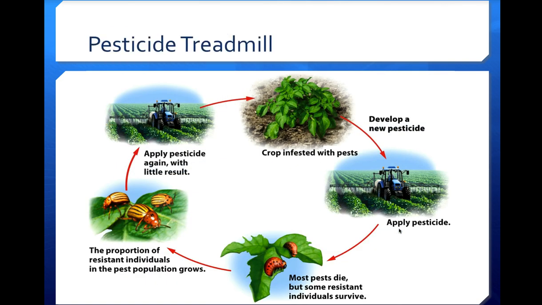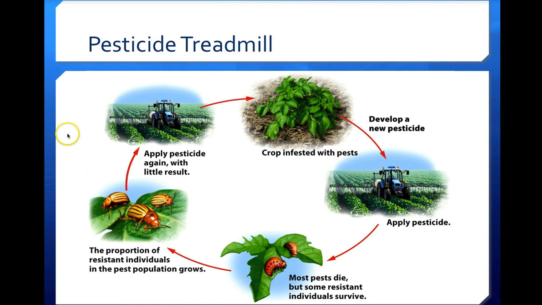So here's a picture of the pesticide treadmill. Let's start over on this side where it says develop a new pesticide. So that new pesticide gets developed, we apply it to the field, and most of the pests die, but there are still some that are resistant and they survive. Those resistant organisms, whatever their genetic makeup is, aren't killed by this pesticide.